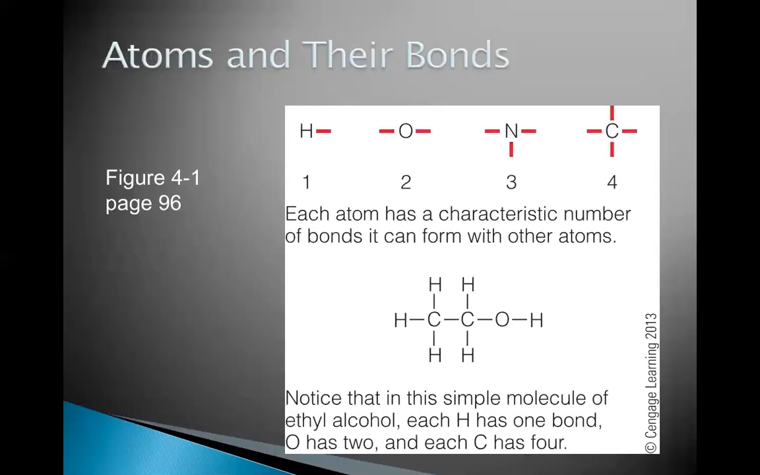So this is just an introductory chemical diagram on how chemical bonds form and how they're drawn. H is hydrogen. Hydrogens form one bond. O is oxygen. Oxygens generally form two bonds. N is nitrogen, which forms three bonds. And C is carbon, which forms four bonds.